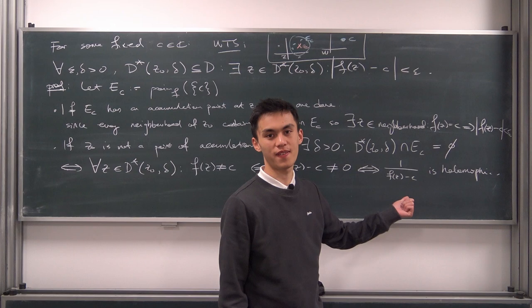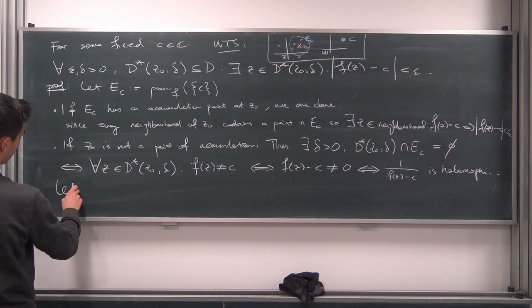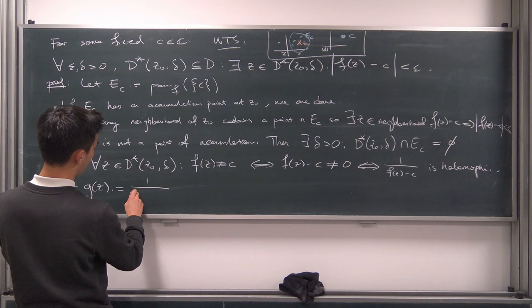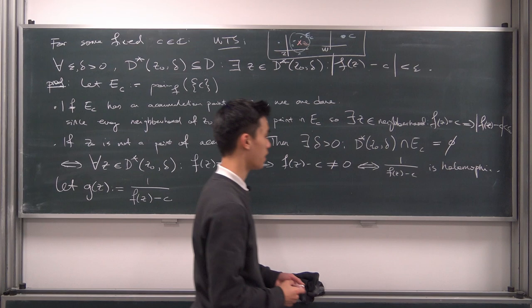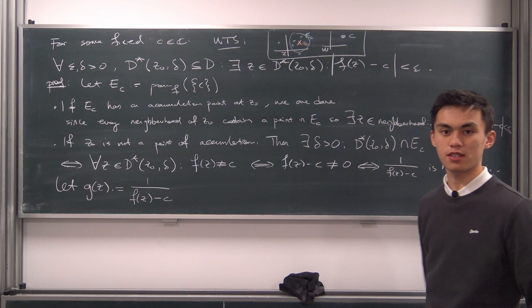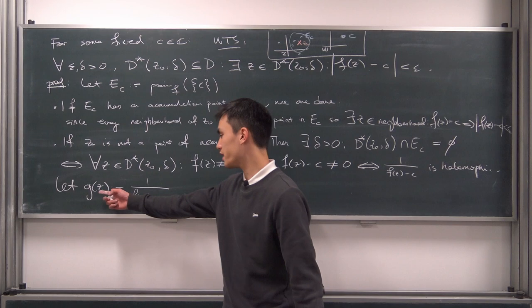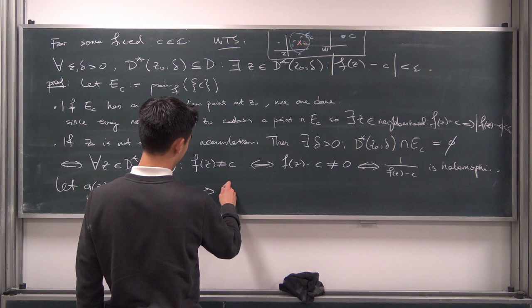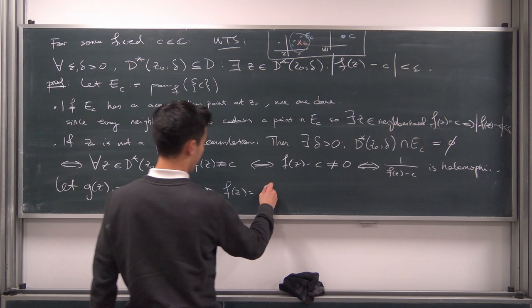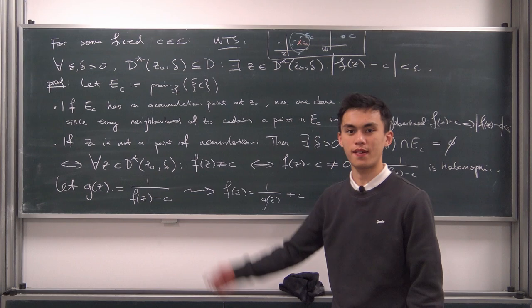What we're going to do is define some new function g of z. So let g of z be exactly 1 over f of z minus c. And the idea from here is to use the fact that g is holomorphic on this open punctured disk, and derive some properties of g of z. If we know something about g of z, we definitely know something about f of z. Because from this equation, if we rearrange things a bit, f of z is just equal to 1 over g of z plus c. So using this function g of z, we can reframe what we wanted to show.